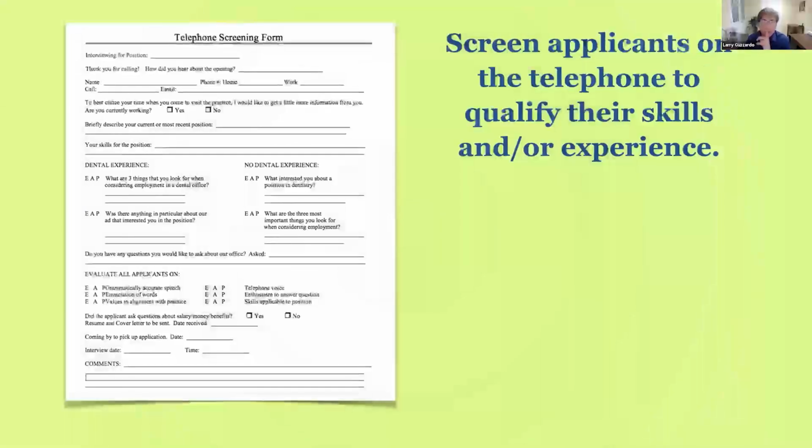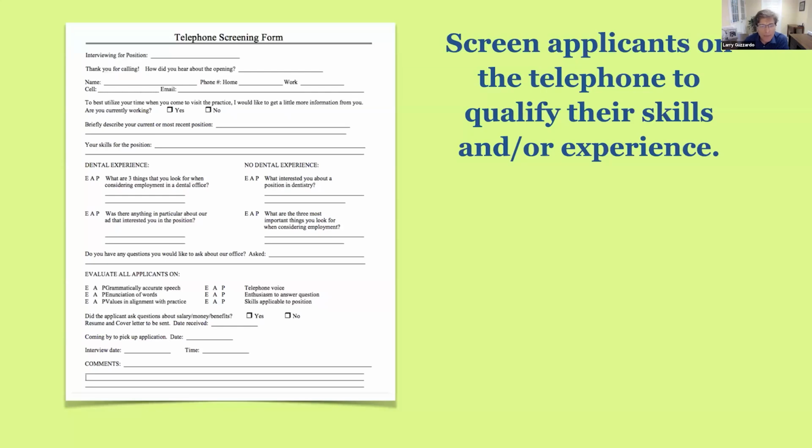I know a lot of times you probably feel like, I wish I could just get people hooked up to a lie detector test, and there are ways that we can get around when people aren't entirely telling us the truth. Number one, we do screen the applicants on the telephone to qualify their skills and or experience. And we use a form to evaluate the things that they told us.